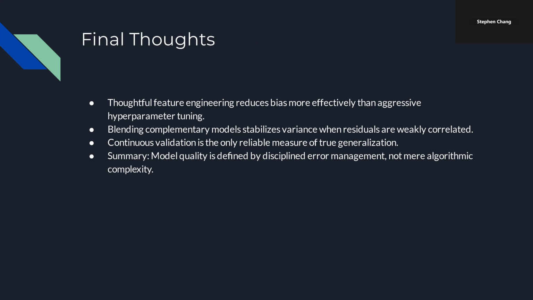Our final takeaways from this project are that it reinforced some principles that we learned in class. We learned that intentional feature engineering can reduce bias more effectively than some aggressive hyperparameter tuning that we were trying to focus on earlier. We also learned that blending complementary models can reduce variance when residuals are weakly correlated, and that continuous validation is sometimes the most reliable method of ensuring generalization. Ultimately, we determined that model quality is not just about complexity, it's about error management and iterative testing.